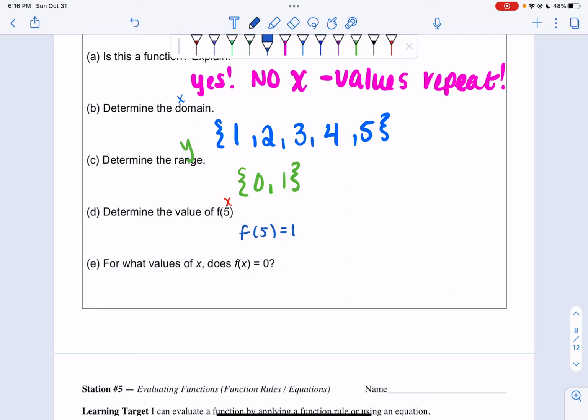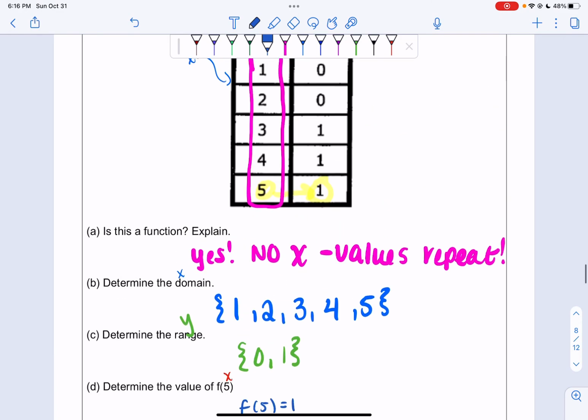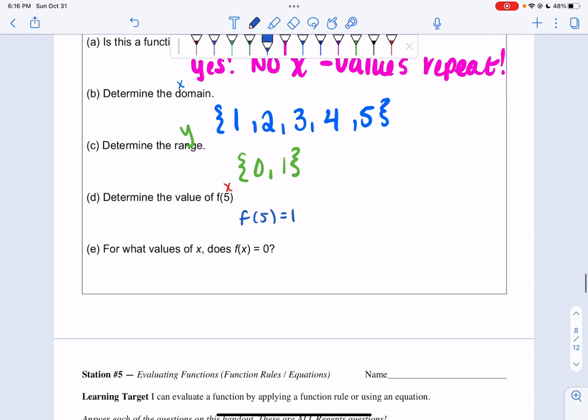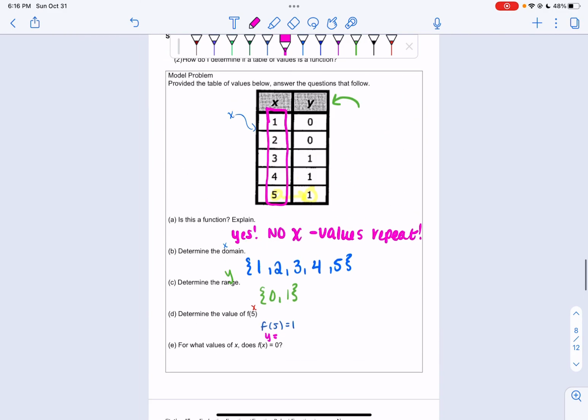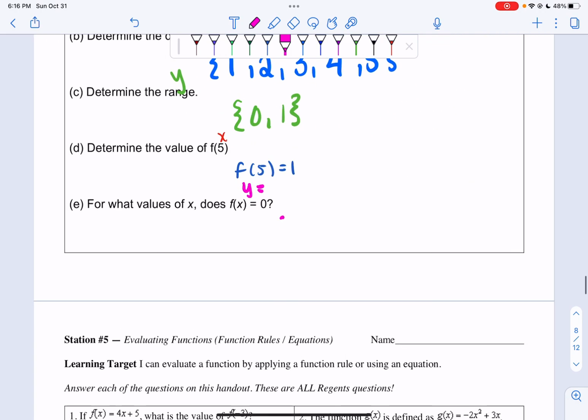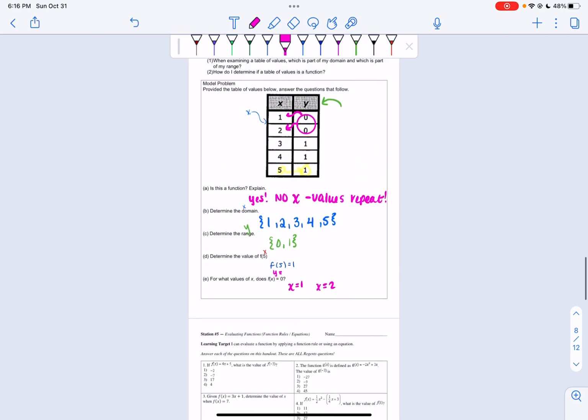E says, for what values of x does f of x equal 0? So if I think about this, this is a fancy way of saying, when is y equal to 0? So what I'm going to do is I'm going to go to my y values and look to see where they're 0, and they're right here. So if I go backwards, I get 1 and a 2. So I can say x equals 1 and x equals 2. And that's my final answer.